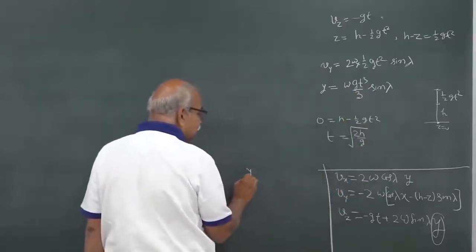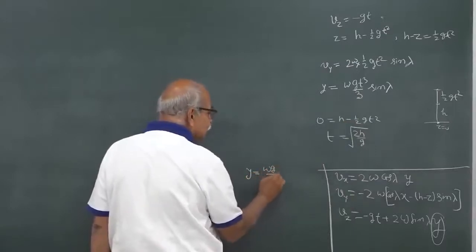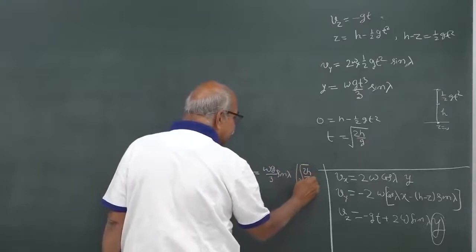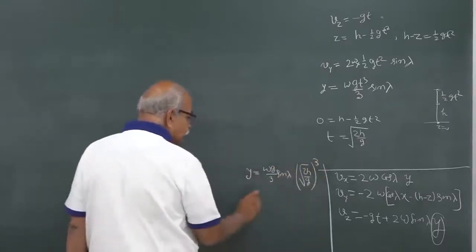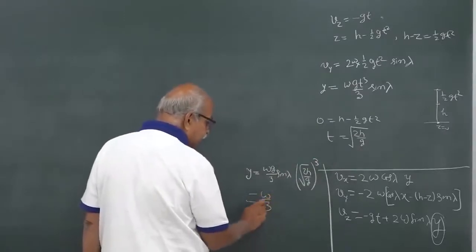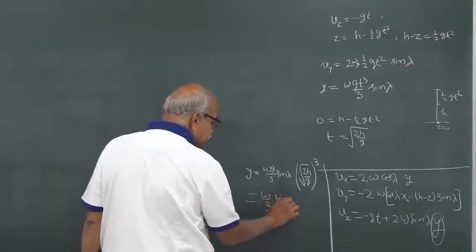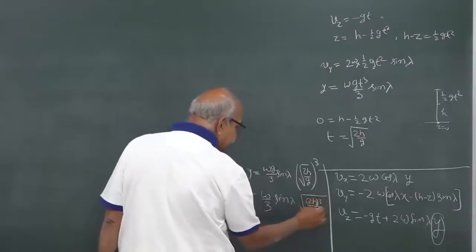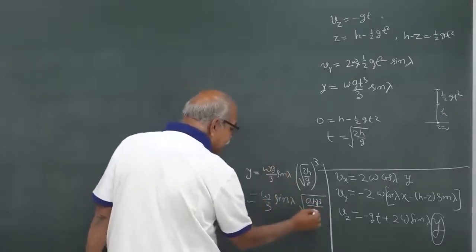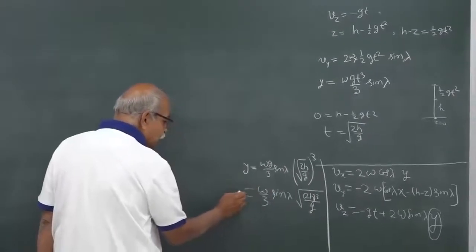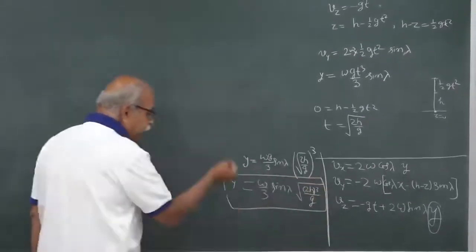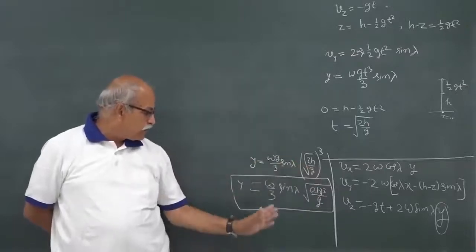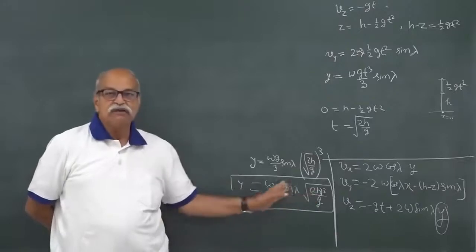So you have y is equal to omega g by 3 sin lambda, and then t cube, that means the square root of 2h by g, cubed. So omega by 3, sin lambda, and then square root of 2h cubed over g cubed; one g cancels with this, and it will be g here. So this is your y, this is your deflection. If you drop a ball from height h and it falls on the ground, it will also be deflected towards east by this much.